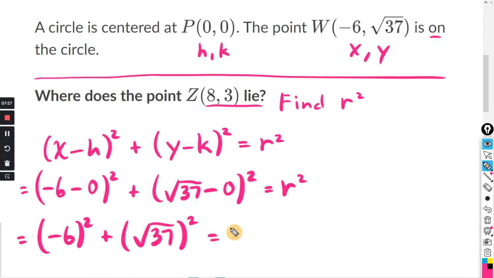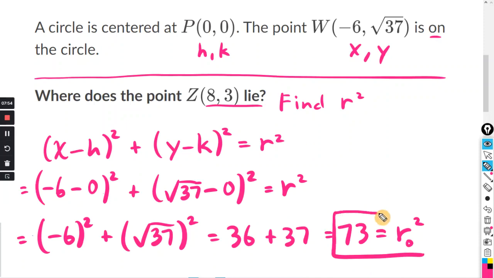-6 times -6 is 36, plus radical 37 squared, you just remove the square root, and 36 plus 37 is going to be 73, and that equals r squared. Okay, so this is the original. 73 equals the original r squared. All right, and now we're going to use this to find the new r squared.